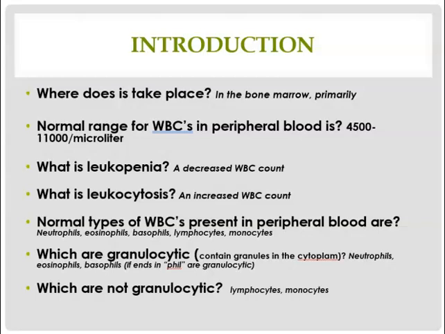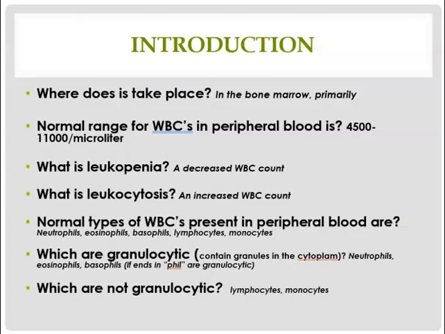The normal range for white blood cells in the peripheral blood, or how many white blood cells we usually have roaming around in our peripheral blood, is between 4,500 and 11,000 per microliter. So we don't have near as many white blood cells in our peripheral blood as red blood cells. The condition of having a decreased white blood cell count is called leukopenia. Having an increased white blood cell count is called leukocytosis.